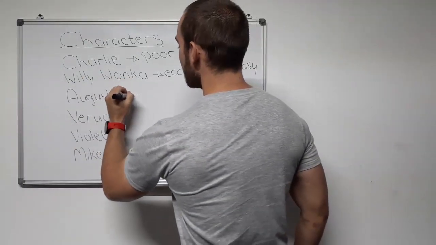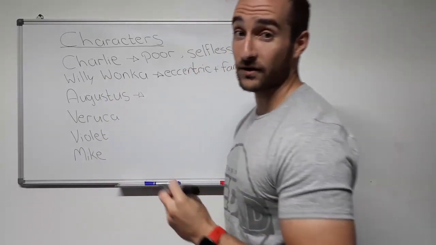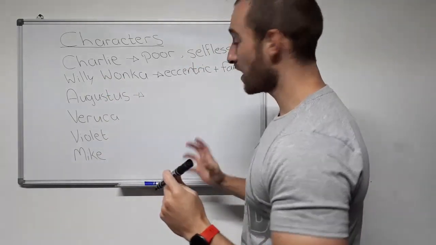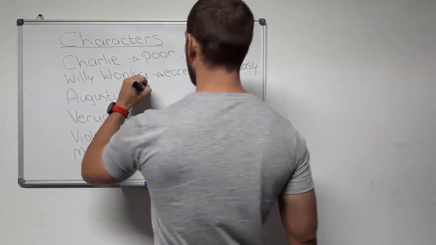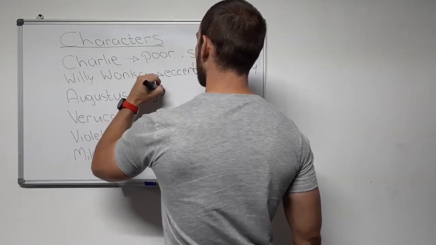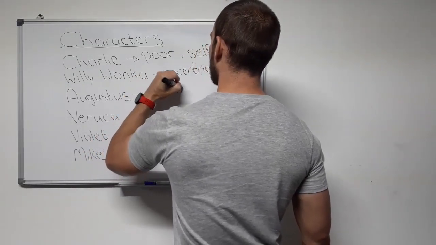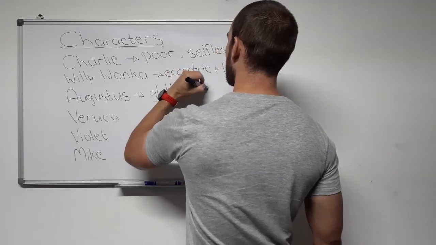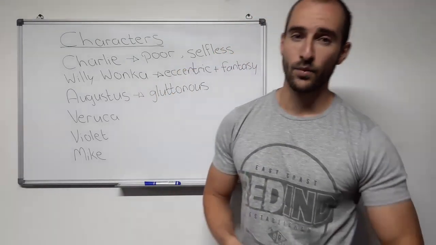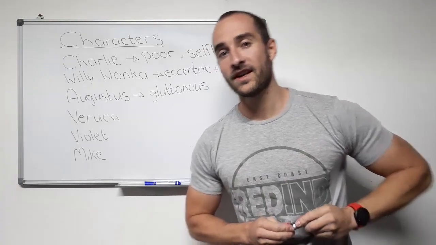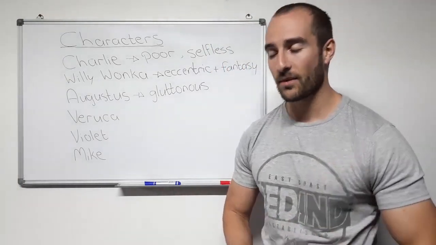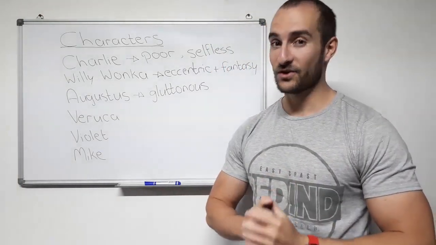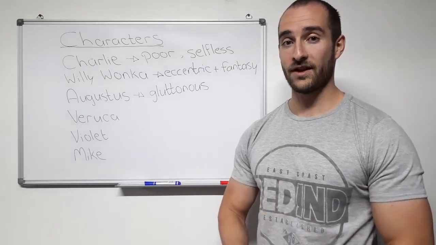Augustus Gloop is the first person to get a golden ticket. Now the word I want you to write down here is gluttonous. The word gluttonous means that you are addicted to eating. You cannot stop yourself from eating, which is obviously a very horrible quality.